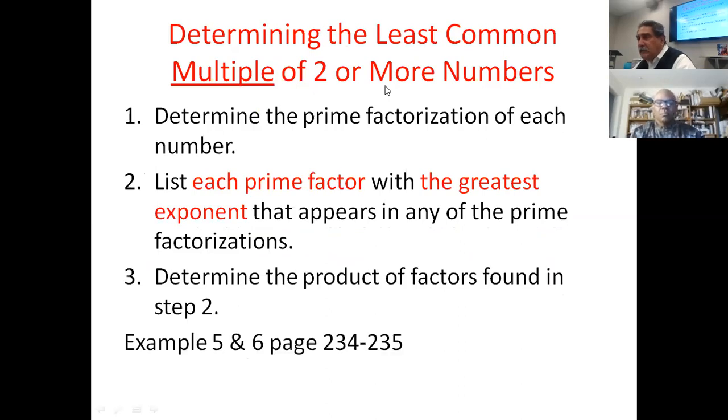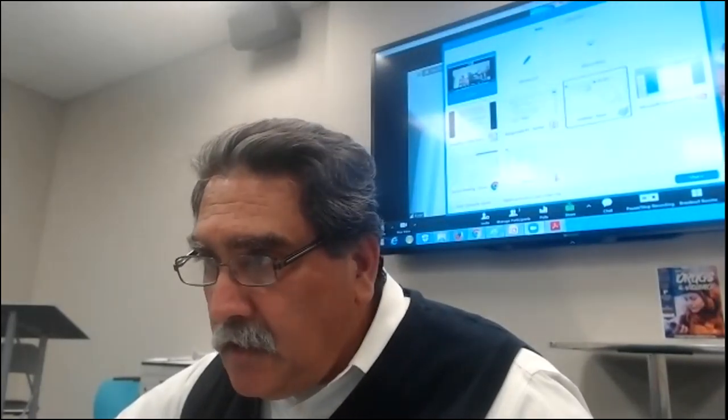How to find the LCM of 2 or more numbers? Again, do the prime factorization for each number. List each prime factor, now with the greatest exponent instead of the least exponent. And then find the product. Let's do one of them to see what we are talking about. So let's go to pages 234 and 235 of our textbook. Let me go there.